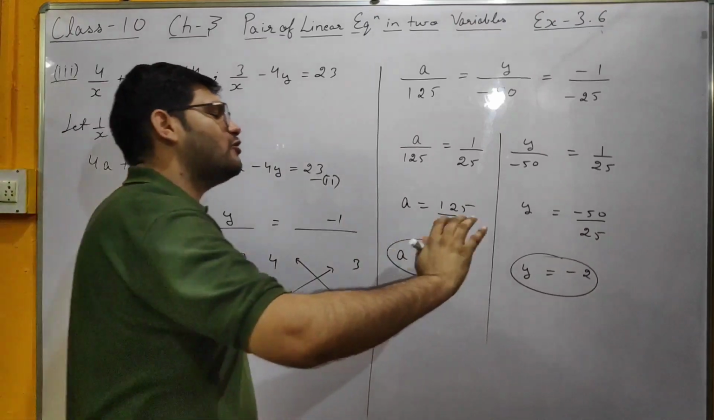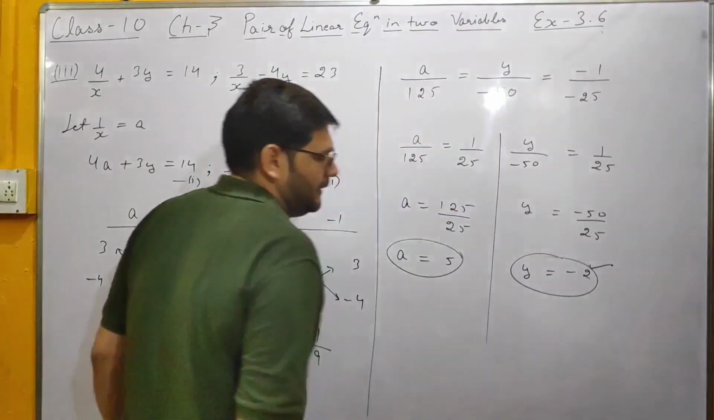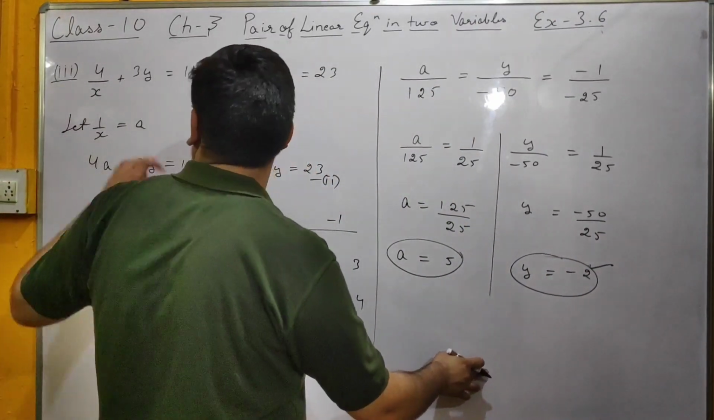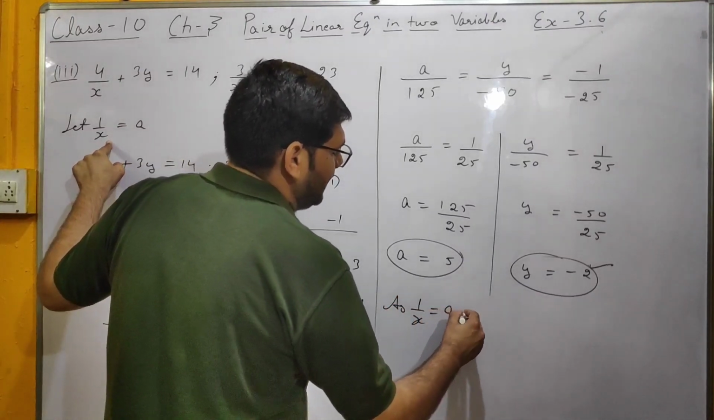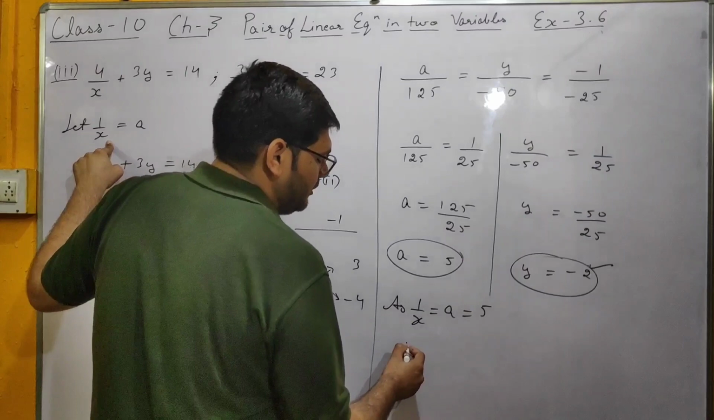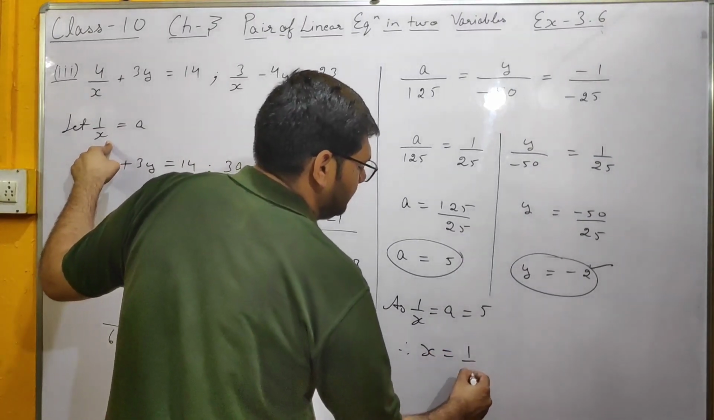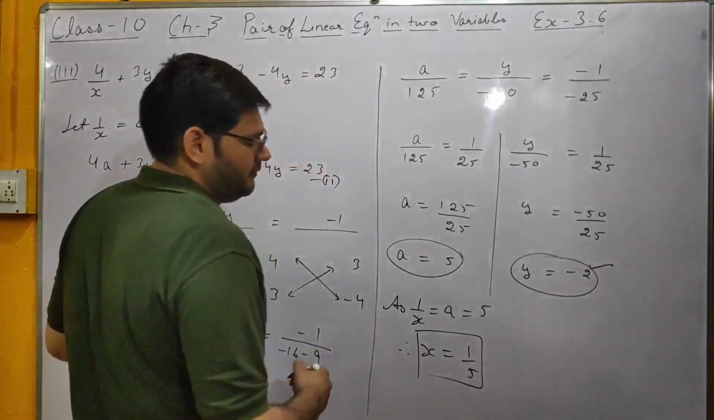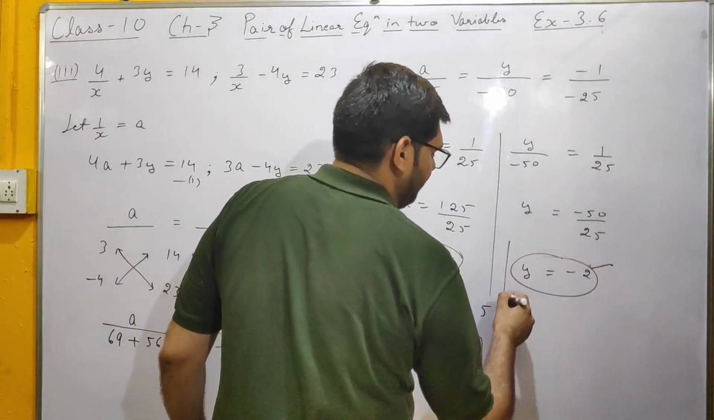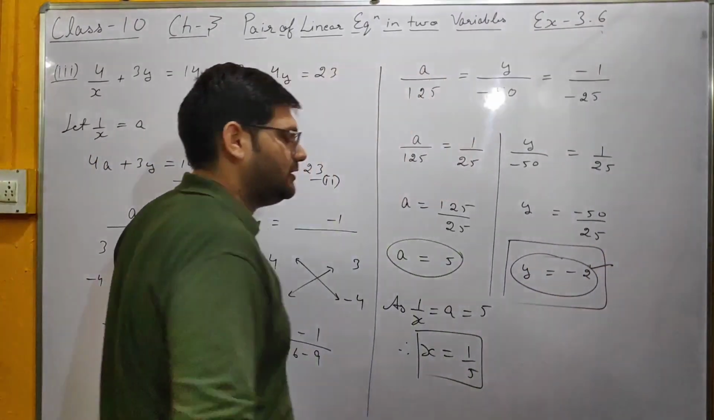So we have the value of y, but we need to find the value of x also. As 1 by x equals a and a equals 5, therefore x will be equal to 1 by 5. So the value of x is 1 by 5 and y is minus 2.